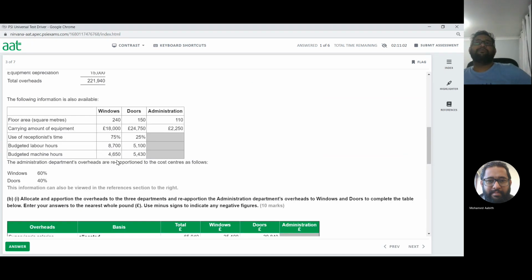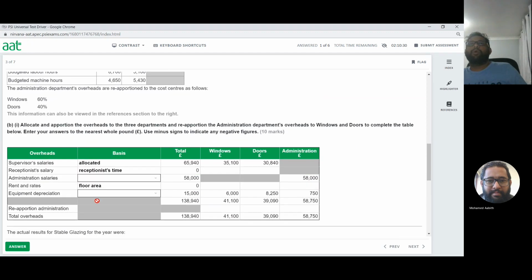Here is the extra information they're giving you: floor area, carrying value of your equipment, use of the receptionist's time, budgeted labor hours, budgeted machine hours. So now we have to decide how we're going to do it. After all the apportionments are done, the administration department has to be reapportioned to the cost centers as follows: windows take 60% of that overall cost and doors take 40%.